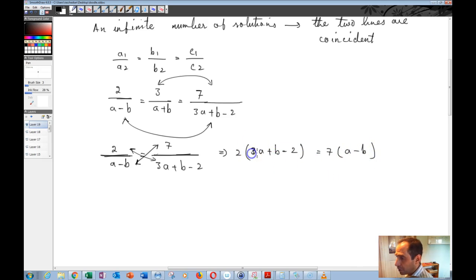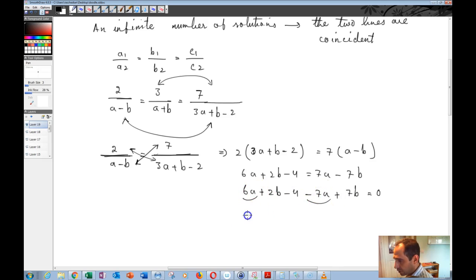And that is 2 times 3 is 6A plus 2B minus 4 is equal to 7A minus 7B. And take everything to the same side of the equation. 6A plus 2B minus 4 minus 7A plus 7B is equal to 0. So 6A minus 7A is equal to negative A, and 2B plus 7B is equal to 9B.